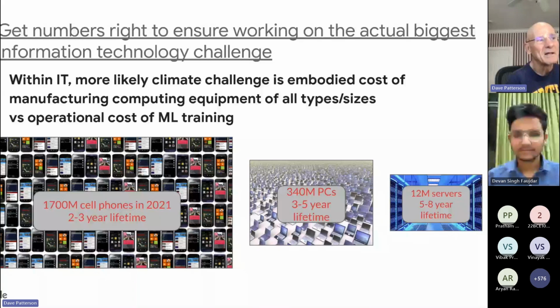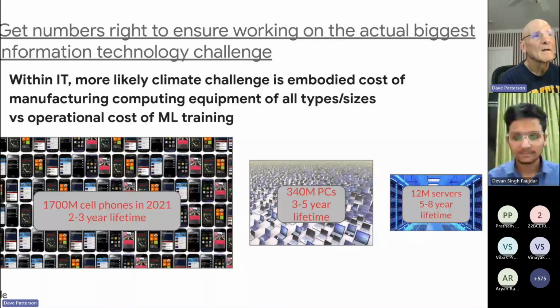So I looked at 2021, and amazingly, we produced 1.3 billion smartphones and 400 million feature phones, and they have a lifetime of 2 or 3 years. So all that huge carbon investment, and we discard them. Maybe we're discarding 1 billion cell phones a year. PCs, almost a third of a billion, have a little bit longer lifetime, and 12 million servers have a much longer lifetime. I think if we're worried about our carbon footprint, we should be paying much more attention to the embodied cost of carbon, rather than worrying about the operational cost of training.